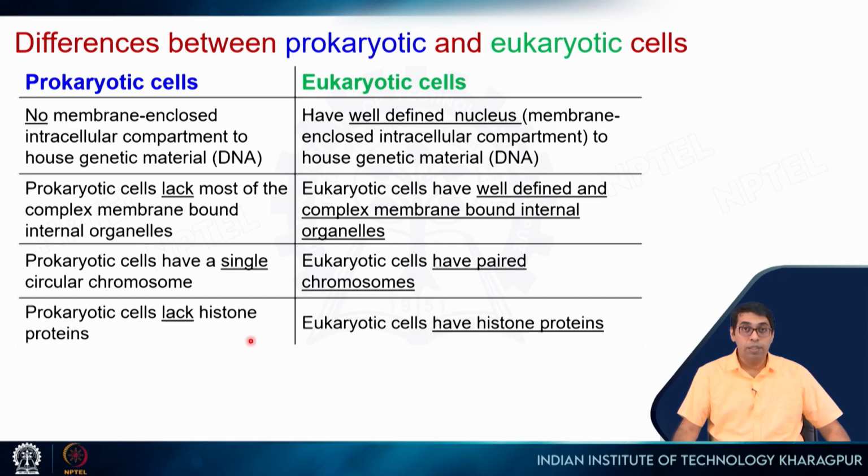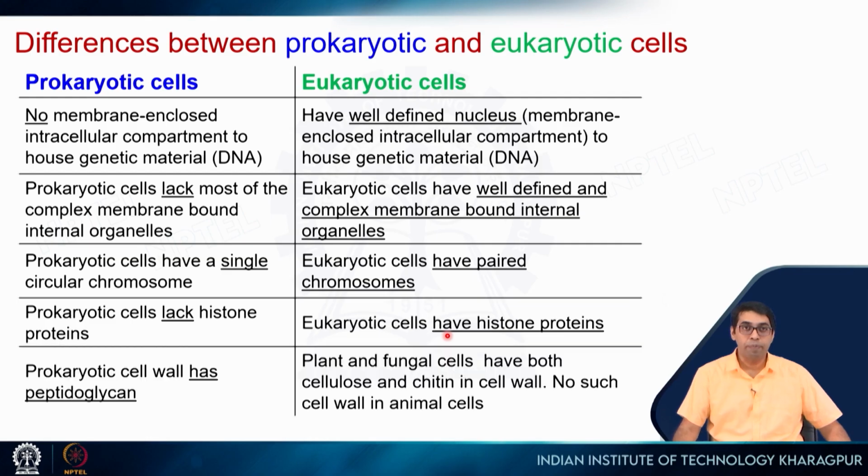Prokaryotes lack histone proteins, eukaryotes have histone proteins. So, I will show you what is a histone protein in the next few slides. And finally, prokaryotes have a peptidoglycan cell wall. Plant and fungal cells have cellulose and chitin in the cell wall, but no such cell walls are present in animals. So, we do not have cell walls, and this is something that becomes very important because we can target this peptidoglycan cell wall to kill pathogenic bacteria, because since we do not have that, any molecule which targets a cell wall will not cause any harm to us. But of course, you have to remember that they will kill the good bacteria which are present in our body.